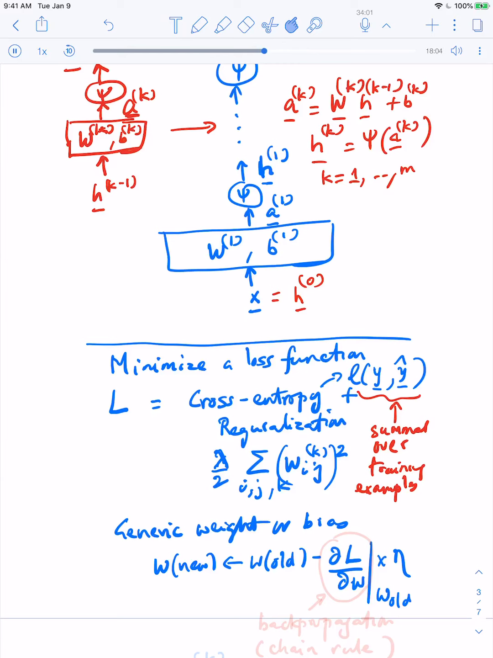So the main question now is, how do I compute this derivative? Remember that there's a huge number of weights there, and there are different distances away from the output. This loss function, the cross entropy, is based on just the final output y hat, and I might be looking at a weight 10 layers down from it. How do I compute this? And this is where backpropagation comes in, which is just an application of the chain rule of differentiation over and over again.